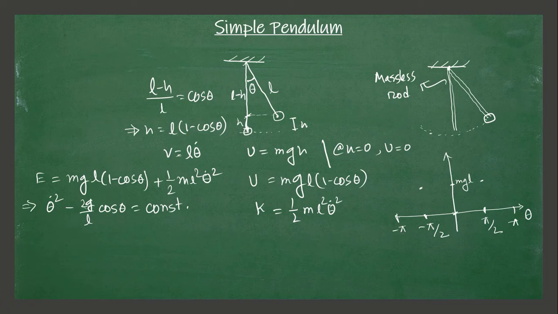At angle plus pi, cosine gives minus 1, so 1 minus minus 1 would give plus 2. So we'll have 2mgL. So if this is 2mgL, we should have this point here for the potential. And for minus pi as well, we should get 2mgL. Okay, so now if you plot all the points and join them together, the potential would look something like this.